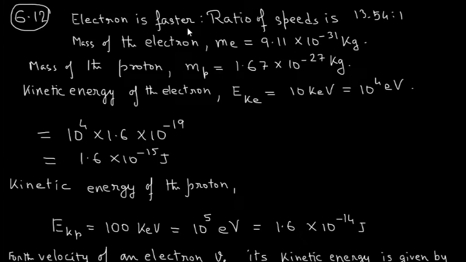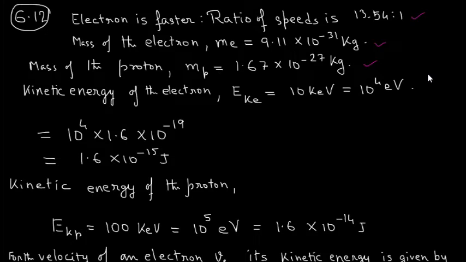Electron is faster. Ratio of the speed is 13.54 is to 1. This is the answer. But how we get the answer? Let us see. Mass of the electron me is equal to 9.11 into 10 to the power minus 31 kg. Mass of the proton mp is equal to 1.67 into 10 to the power minus 27 kg.